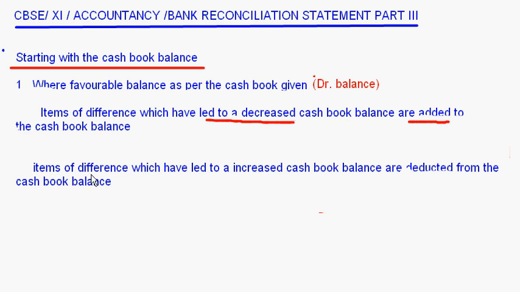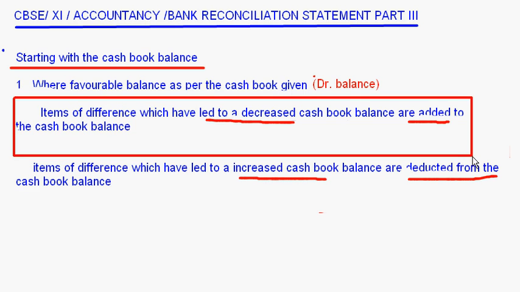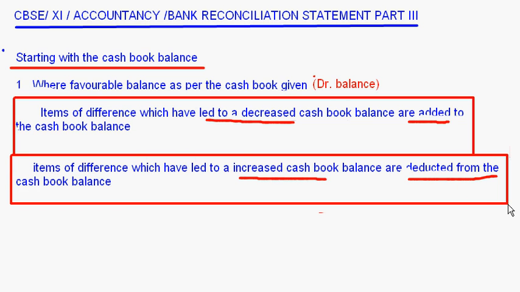Second one is items of difference which have led to an increased cash book balance should be deducted from the cash book balance. So these points you should remember when you are doing this case, that is where you start from the favorable balance as per the cash book. These are the two important things that you should remember.